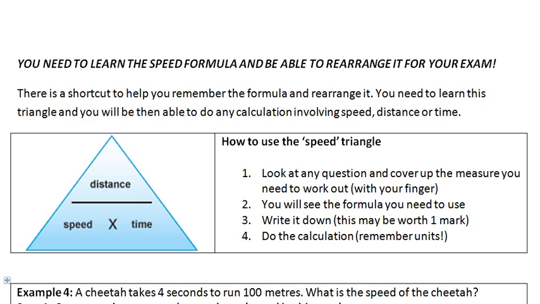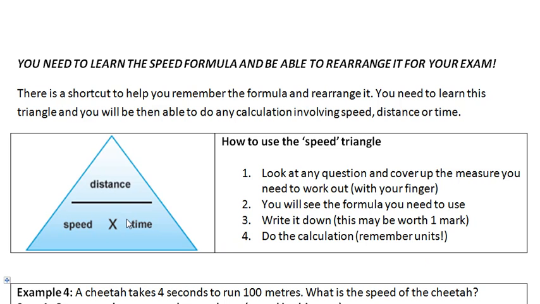Okay, welcome to Compound Measures Part 2. We talked about how you needed to learn that speed formula and be able to rearrange it for your exam. This is very important. There is, however, a shortcut to help you remember the formula and that helps you rearrange it. So if you learn this triangle, you'll then be able to do absolutely any calculation involving speed, distance or time.